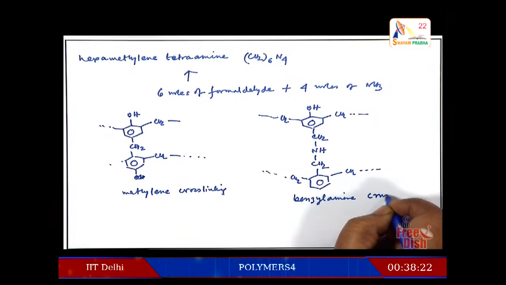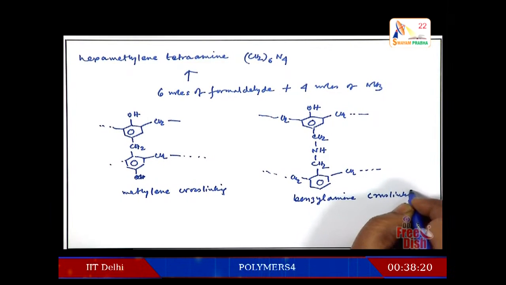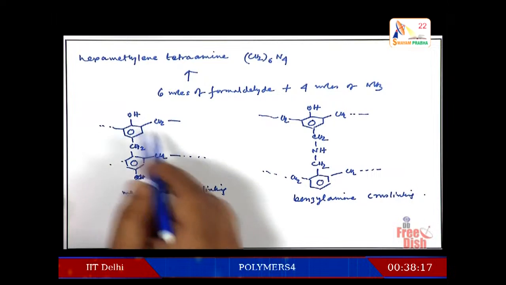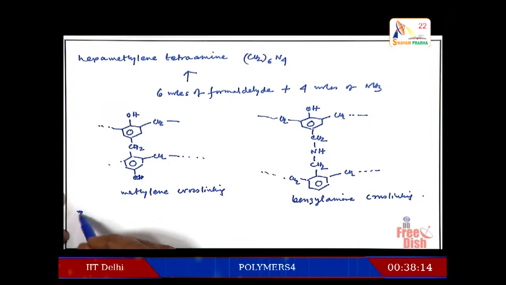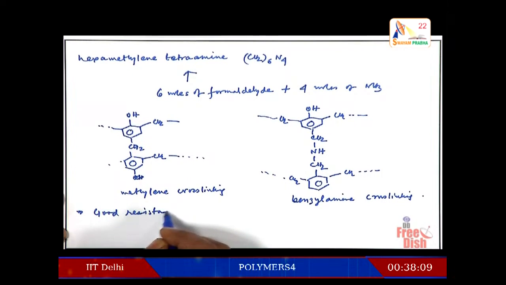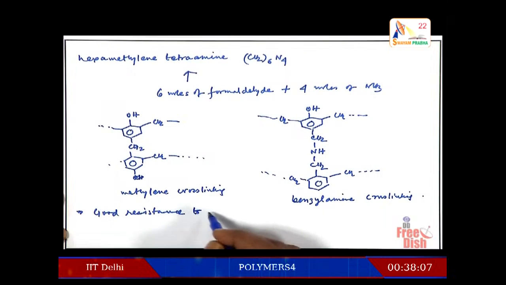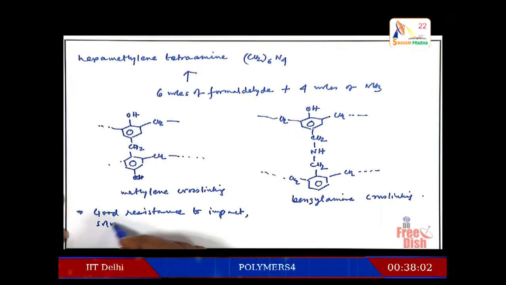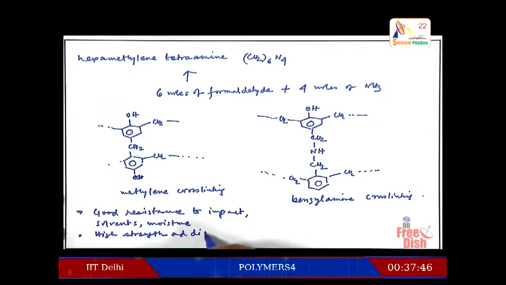Benzyne amine cross linking. Now, these products, as you can see, this is a cross link product and infusible product. So, they will be having good resistance to impact, solvents, moisture, and they also have high strength and dimensional properties.